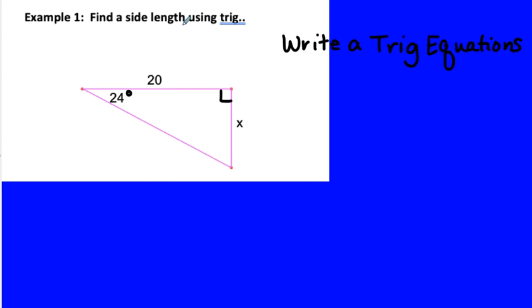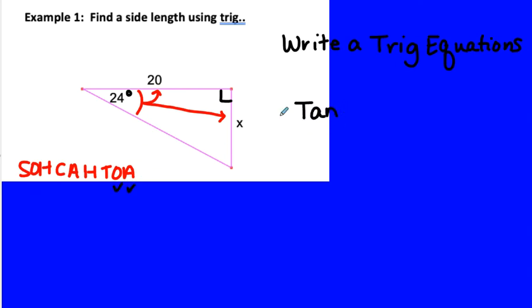All right, so we're going to use SOHCAHTOA. I'm going to mark my reference angle, and I'm going to say, in reference to that angle, what do I have and what do I want? So I want the opposite, and I have the adjacent. All right, so that would lead me to TOA. Okay, so here would be my equation. Tangent of the angle, and the angle is 24 degrees. Tan 24 equals opposite over adjacent.